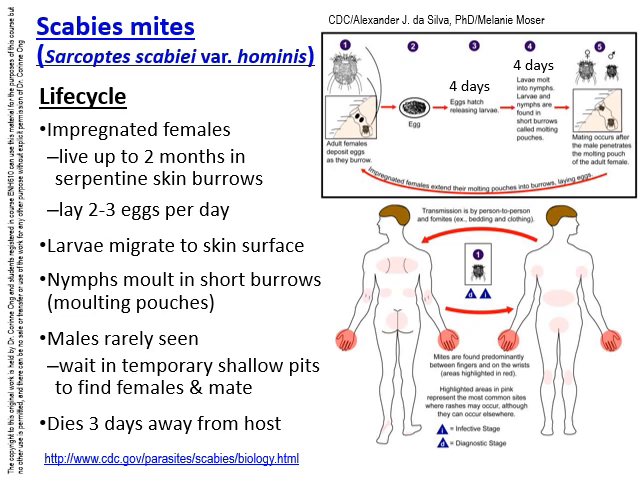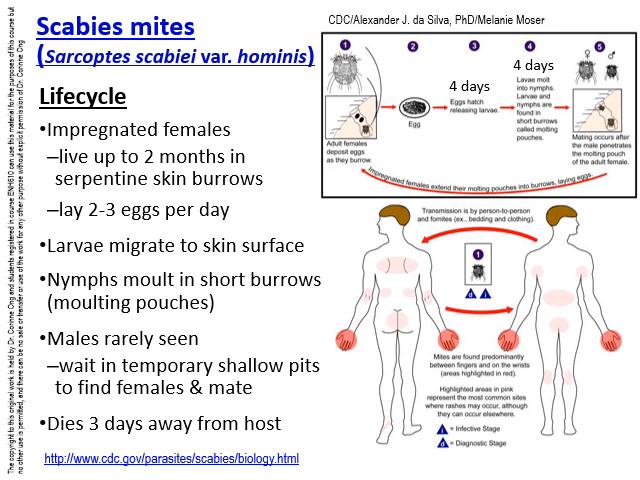Female mites can live for up to 2 months in skin burrows and lay 2 to 3 eggs a day. Eggs hatch after 3 to 4 days, and larvae migrate to the skin surface. After 3 to 4 days, they develop into nymphs in short burrows called molting pouches. Nymphs molt to become mature adults and mate.